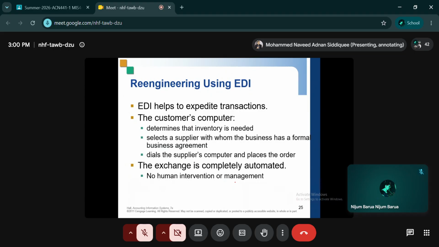So that's re-engineering. So how do we do this re-engineering using EDI? EDI is really important. EDI, right? So here it asks, what is EDI? Electronic Data Interchange. So please note it down.